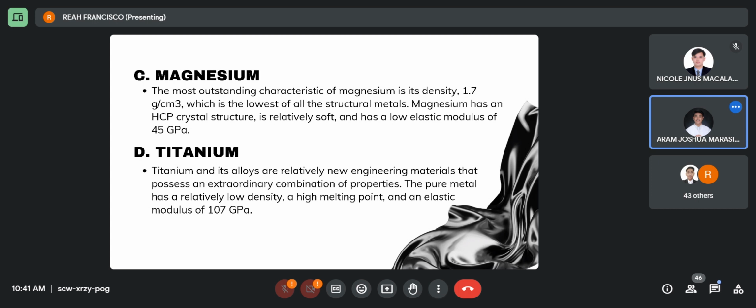natin. Then next po is titanium alloys. Titanium and its alloys are relatively new engineering materials that possess an extraordinary combination of properties. The pure metal has an elastic modulus of 107 gigapascal, a high melting point of 1668 degrees Celsius, and a relatively low density of 4.5 grams per cubic centimeter.